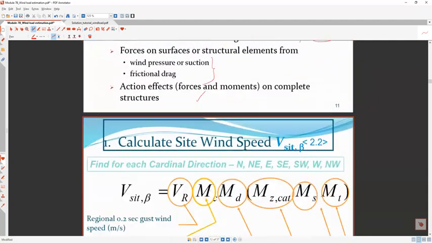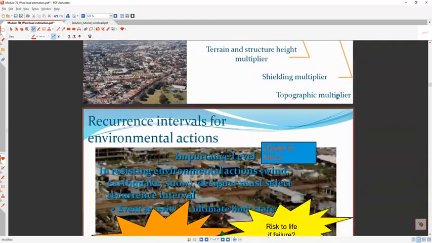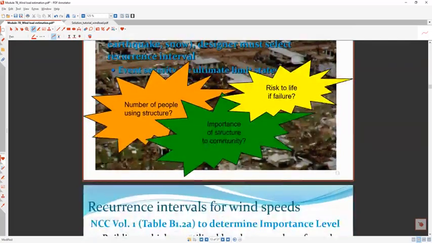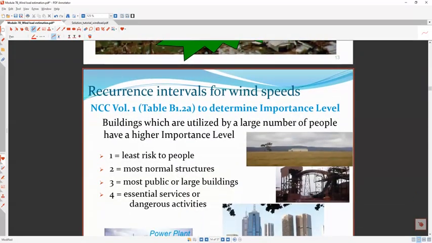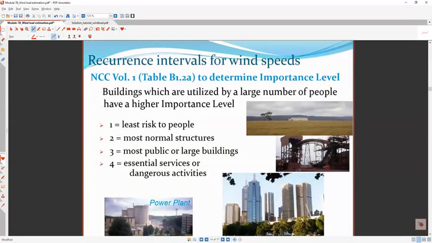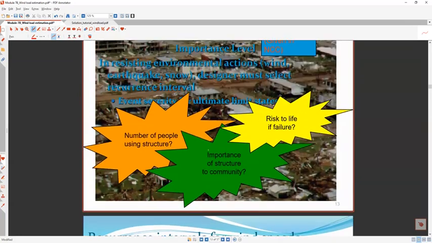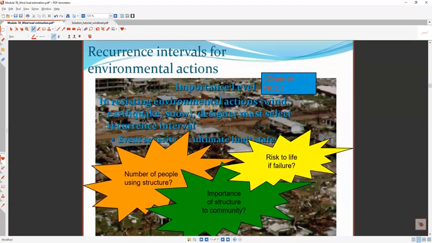Okay, so these are the steps. Now what I will do is move on to the solution, but there is something important I want to mention here. Now, what NCC does, we'll look into this one: recurrence intervals for environmental actions. Again, I'll refer to hydrology because you have already come across these things. What does that actually mean? What is the recurrence interval of any critical cyclone? Is it 200 years, 500 years, 1000 years? So this is the starting point of design.